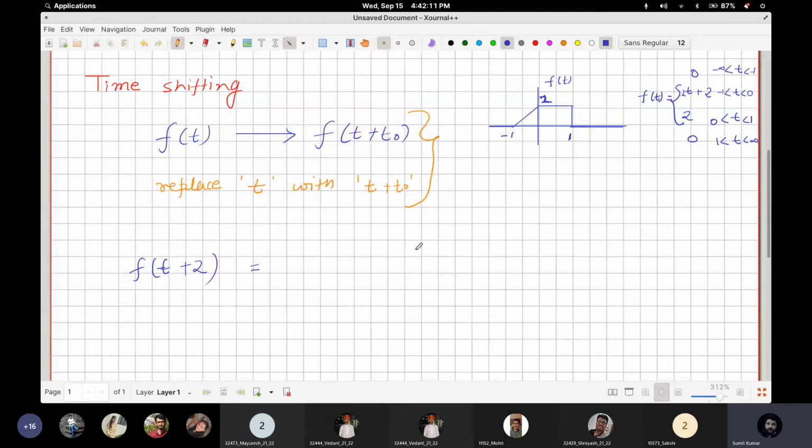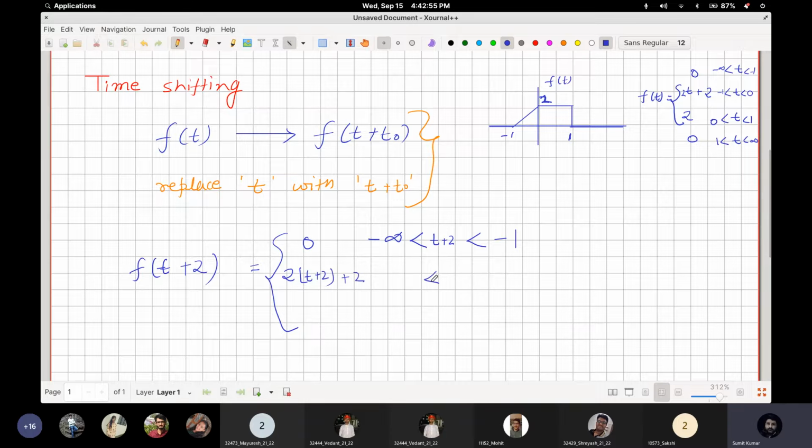So what will happen to this signal? Let me just show this in the functional form first. It will be equal to 0 for minus infinity less than or equal to minus 1. But you can see that here it was t, now it is going to be t plus 2, isn't it? We have to replace t with t plus 2. Second, we will have 2 times t plus 2, so here again we replace t by t plus 2. So 2 times t plus 2 plus 2, right?